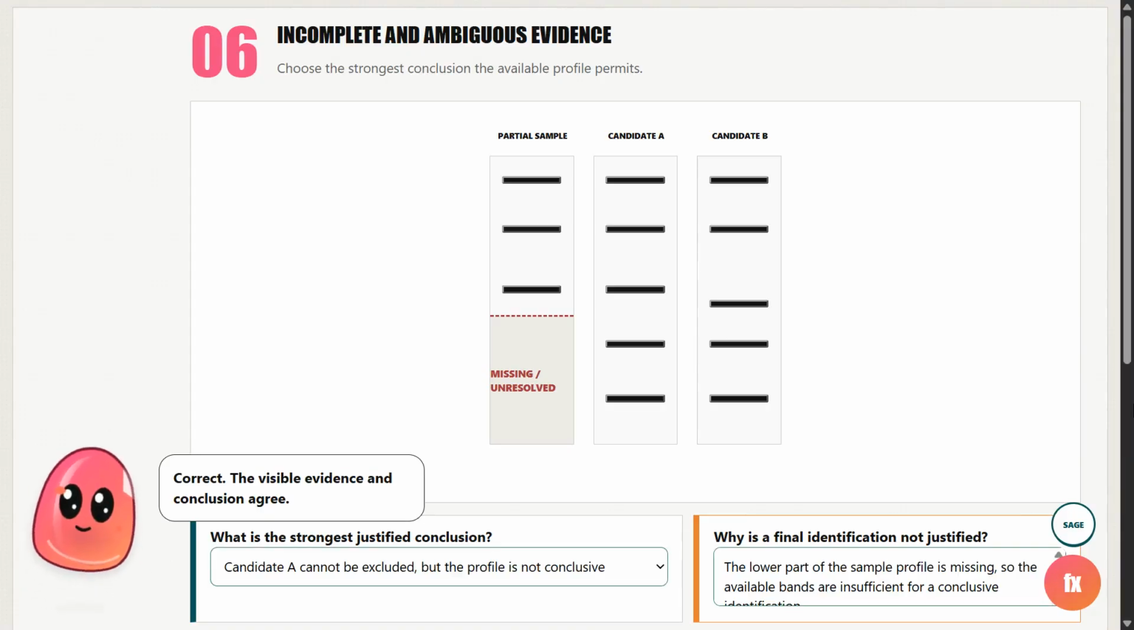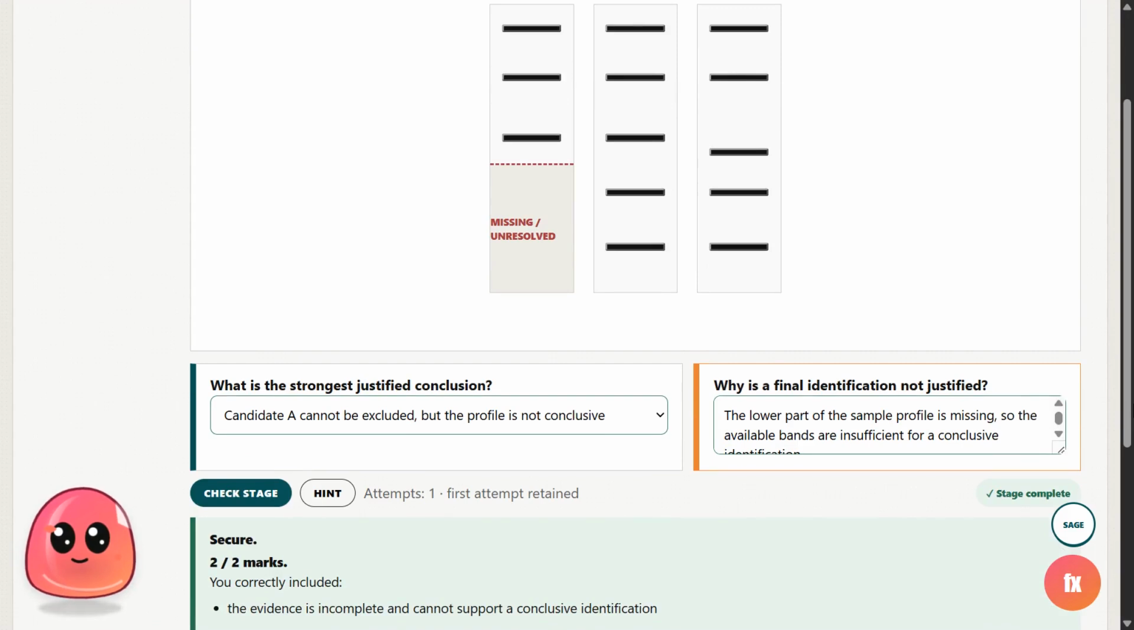What is the strongest justified conclusion here? Candidate A cannot be excluded, but the profile is not conclusive. Why? The lower part of the sample profile is missing, so the available bands are insufficient for a conclusive identification. Certainty must match the profile. A partial profile can exclude a mismatch, but it cannot confirm.